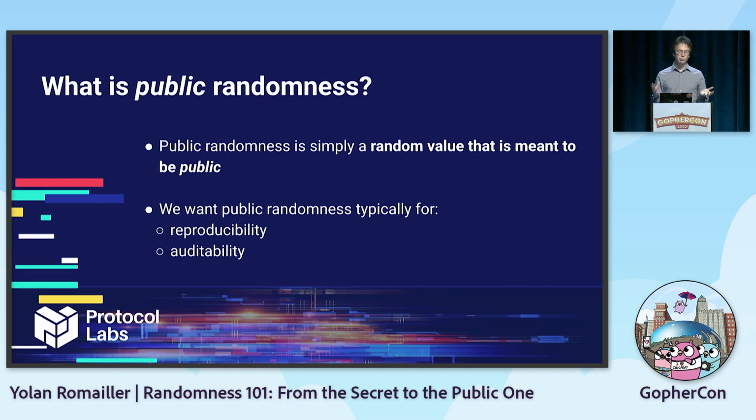So we usually want public randomness for reproducibility. So in data sciences, in simulations, and so on, if you do a Monte Carlo simulation, you might need some kind of seed and be able, and that could be public because you want people to try it out as well and so on, but also for auditability.